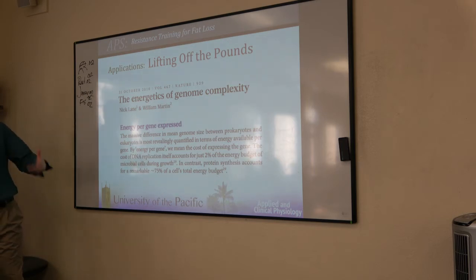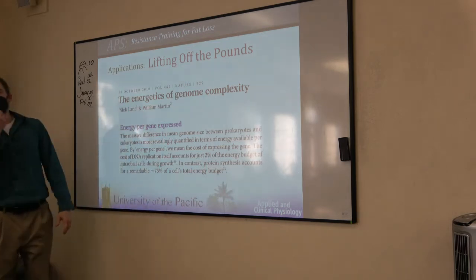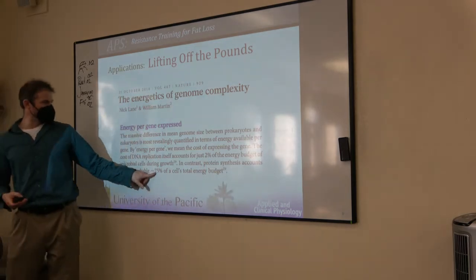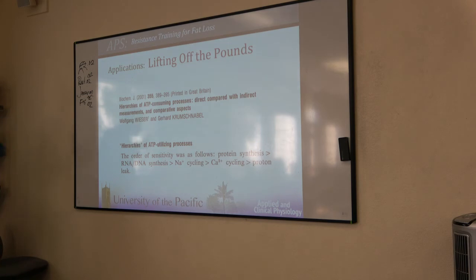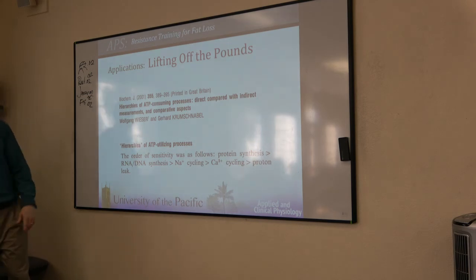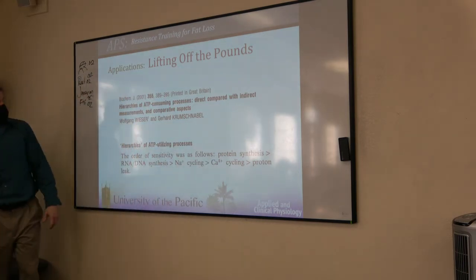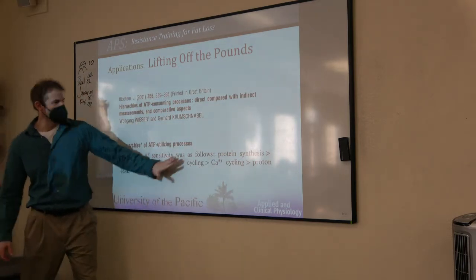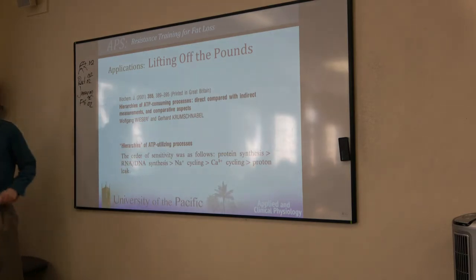Whatever. But when we're looking at this protein synthesis across life, here we're looking at about 75% of the cell's total energy budget. If we go over here, we're just ranking things. Hierarchies of ATP utilizing processes. Protein synthesis above all else. And then RNA, DNA synthesis, sodium cycling, calcium cycling, proton leak. Protein synthesis above all else.